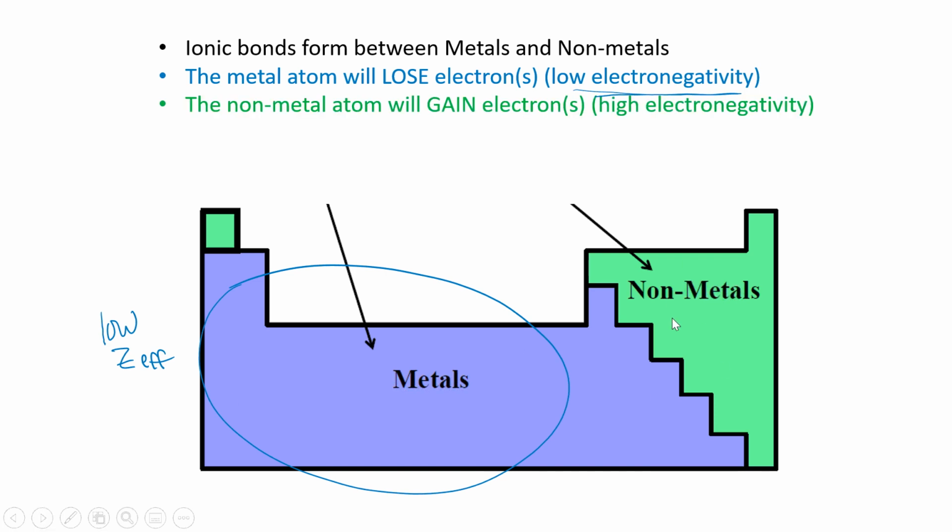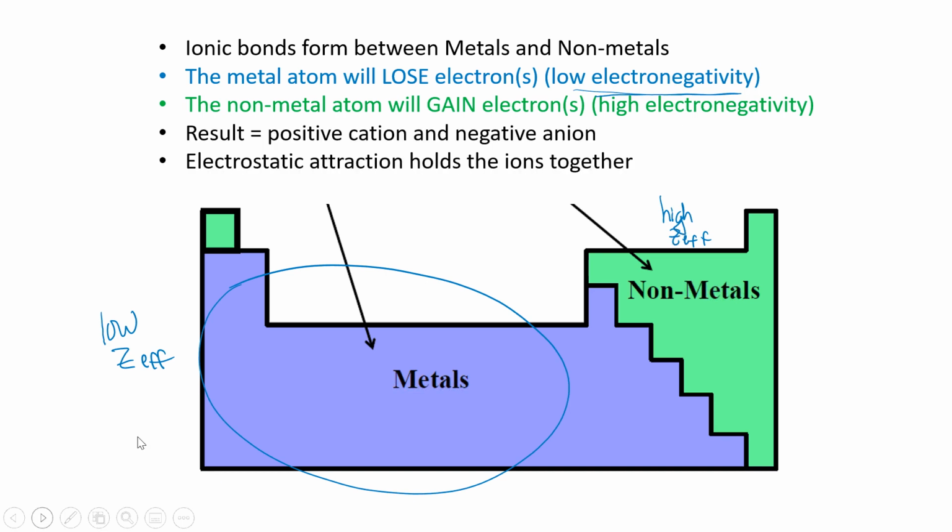And then the nonmetals over here on the upper right tend to have high effective nuclear charges. They've got a stronger grip on electrons, so they tend to have high electronegativity values. So what happens when you put these two types of elements together is, it's better to think of it as the nonmetals are going to take electrons away from the metals.